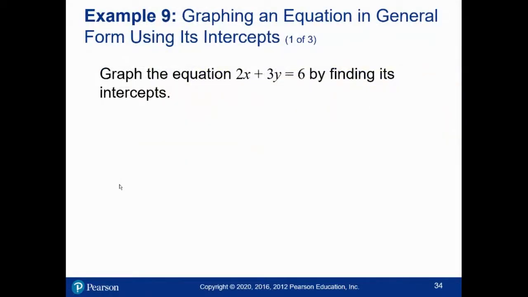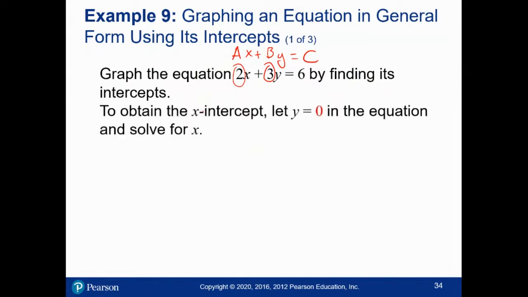Okay. So graph the equation 2x plus 3y equals 6. Notice this is a standard or general form. It's something times x plus something times y equals something, and both of these numbers aren't 0. It's allowed for one of them to be 0 as long as they're not both 0. Okay, so it says graph the equation by finding its intercepts.